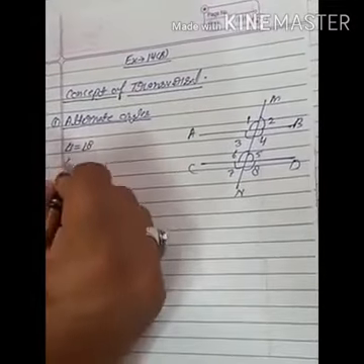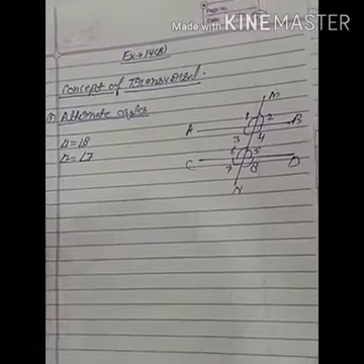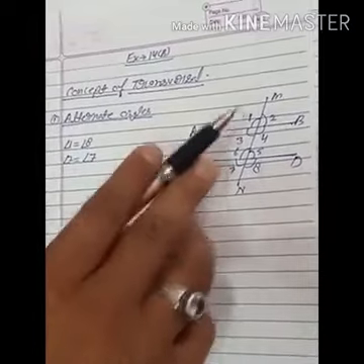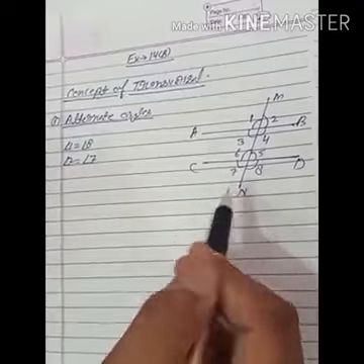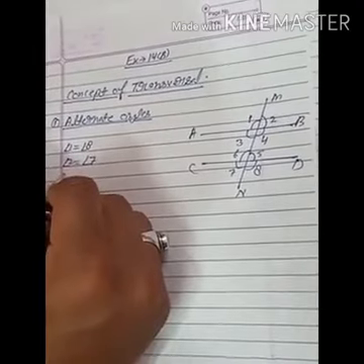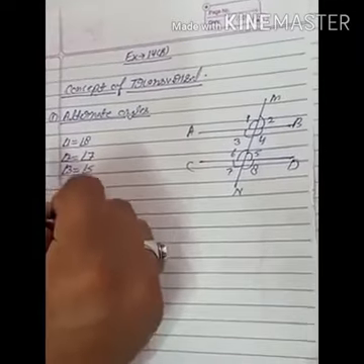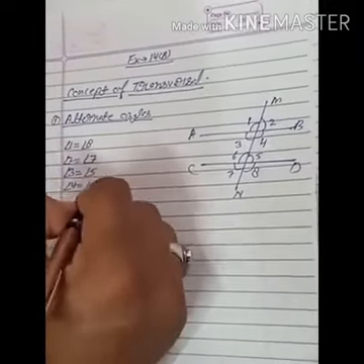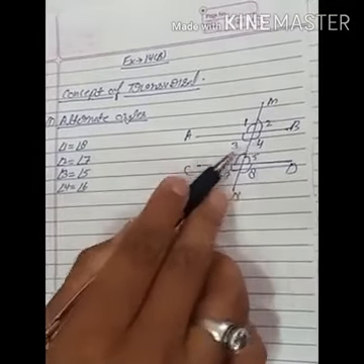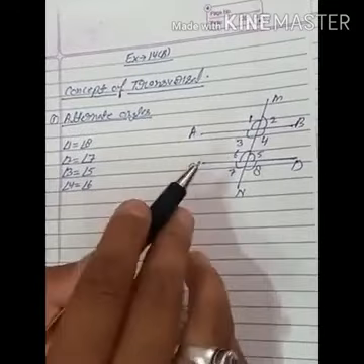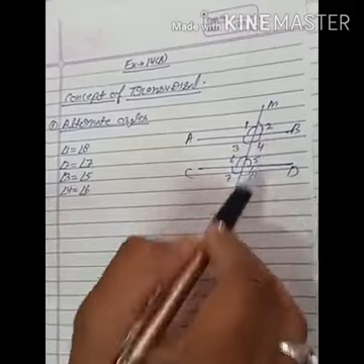Then the measure of angle 2 is equal to angle 7. Angle 1 is equal to angle 8. Then angle 3 is equal to angle 5. Angle 4 is equal to angle 6. You can see they are alternate. That's why the name of this type of angle is alternate angles.